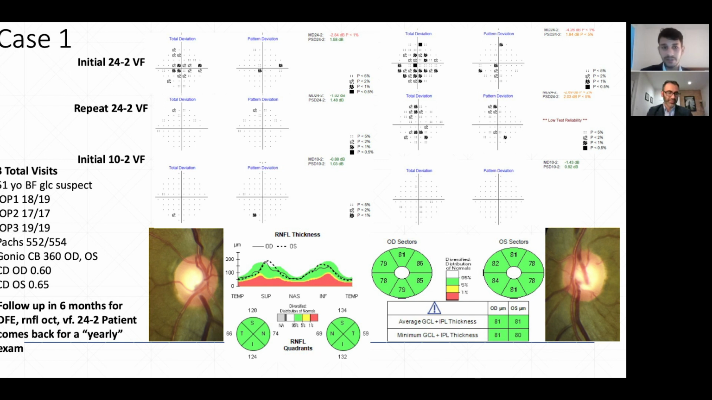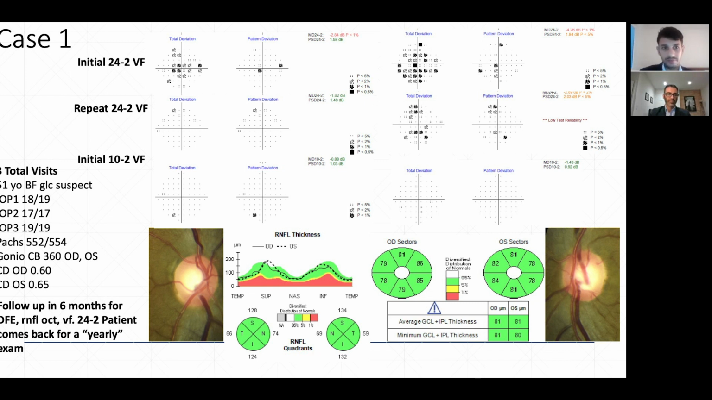I'm going to have a DFE, an OCT. That says just RNFL, but I'm going to do a MAC OCT also. It's just in my mind, RNFL OCT automatically means GCA and nerve. Yep. And I'm going to repeat a 24-2. I don't think I'm going to repeat a 10-2 at this point, but this is basically patients coming back for their yearly follow-ups. This is about an 11-month follow-up from their initial visit.